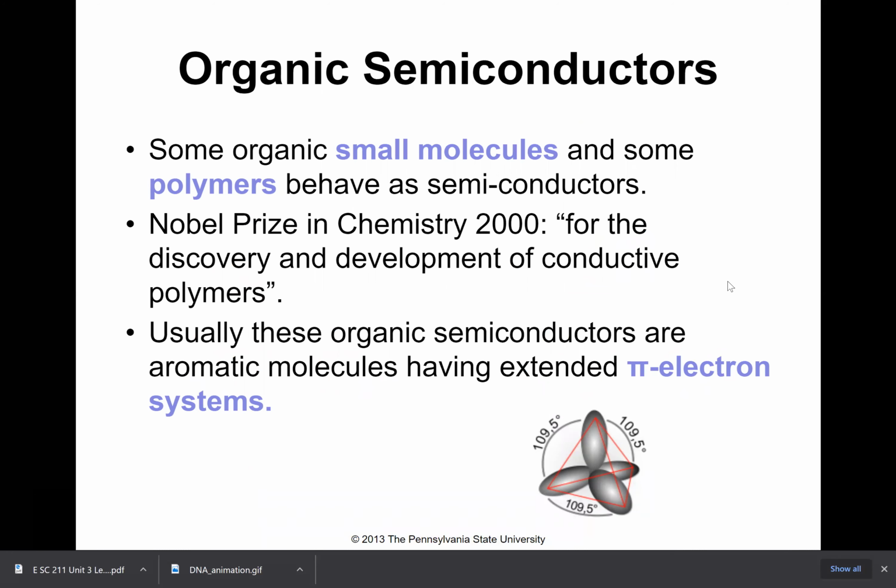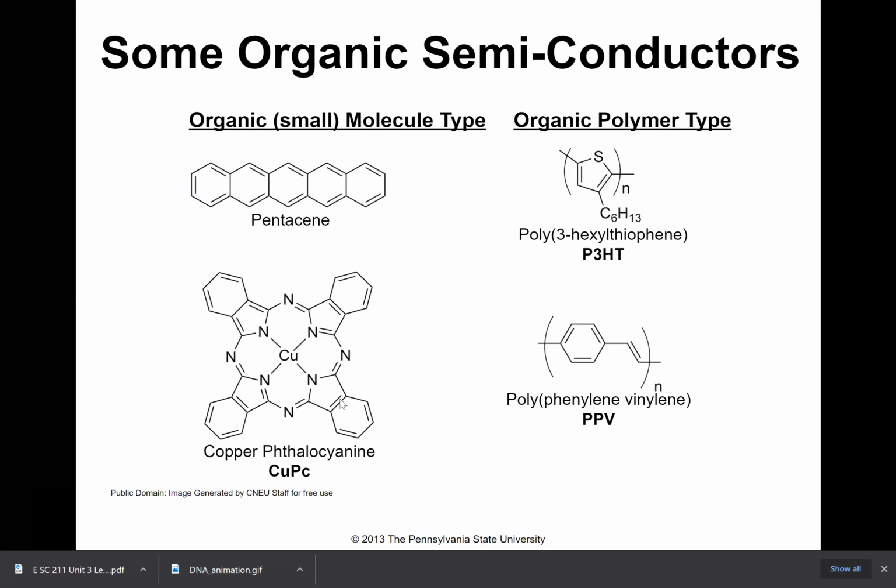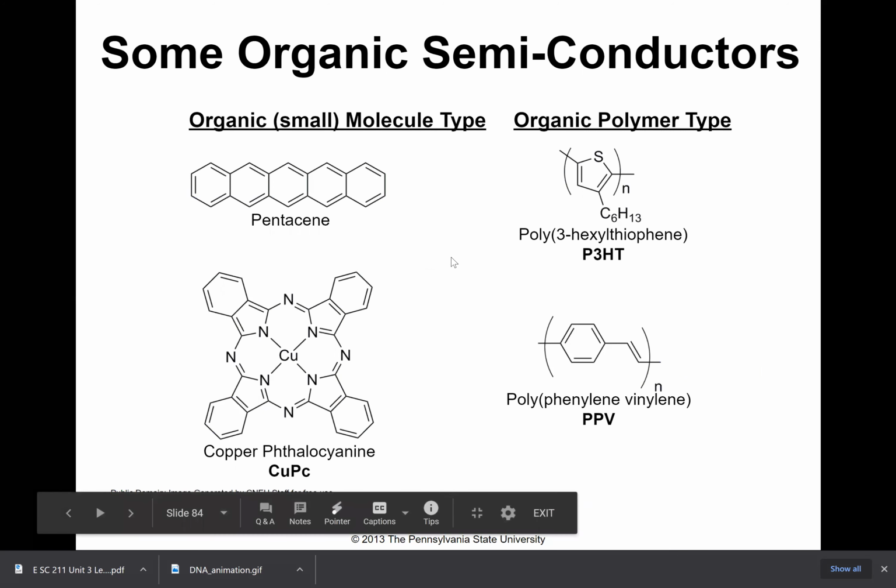Well, why am I talking about these in a nanotechnology class? So some organic small molecules and some polymers behave as semiconductors. Someone was given the Nobel Prize in chemistry for the discovery and development of conductive polymers. Usually these organic semiconductors are aromatic molecules having extended pi electron systems, but you don't need to know this. Pretty cool. Some organic semiconductors are here. So, wow, look at that. Complicated structures.